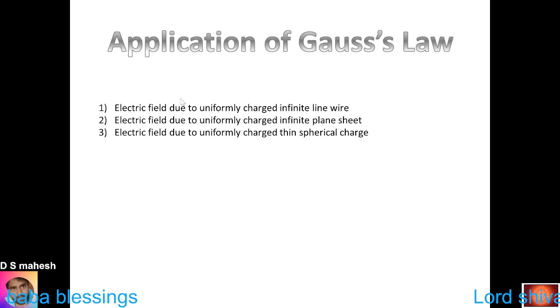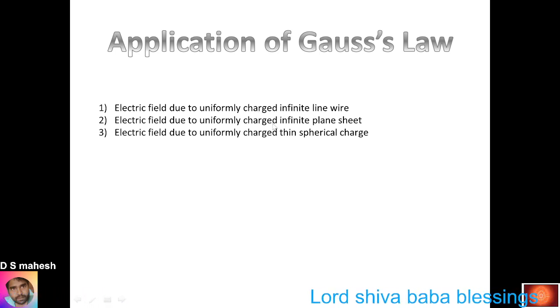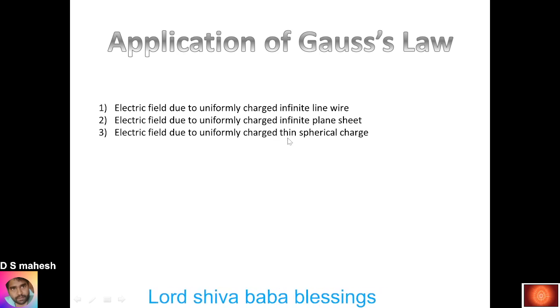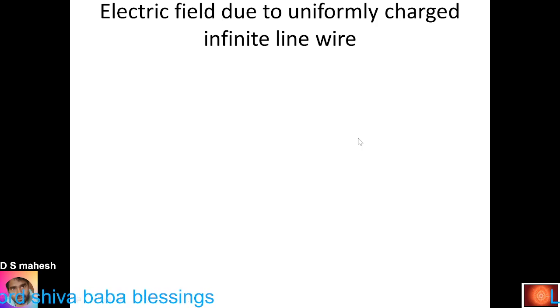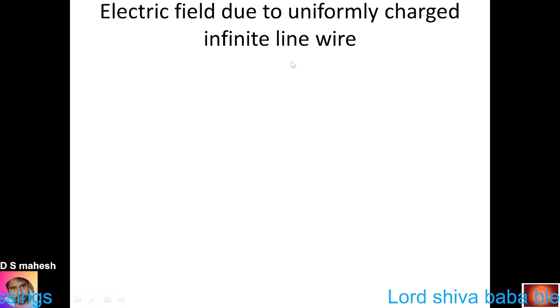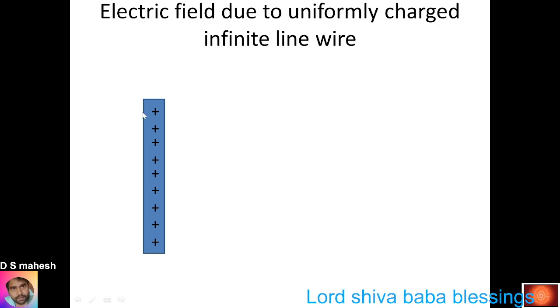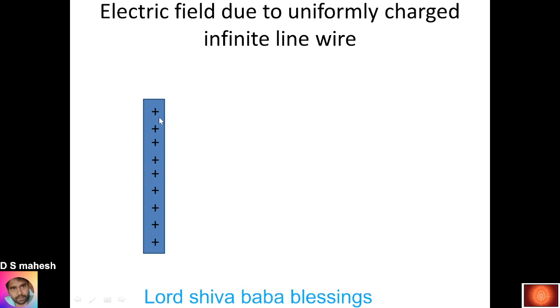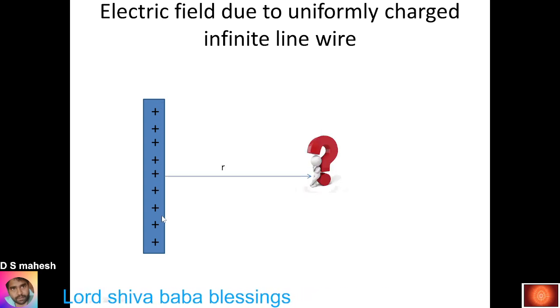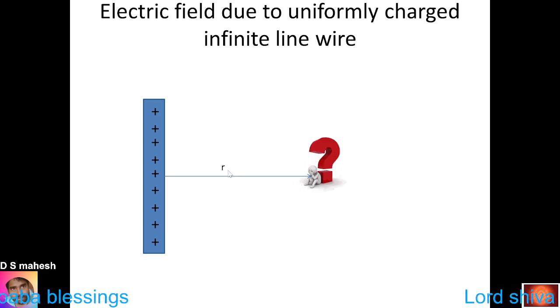So we can find the electric field due to uniformly charged infinite line wire, uniformly charged infinite plane sheet, and uniformly charged thin spherical charge. So let us look at one by one. So let us first consider electric field due to uniformly charged infinite line wire. So if you look over here, this is a line charge which is uniformly distributed. So in this case, what is the electric field at some distance r?